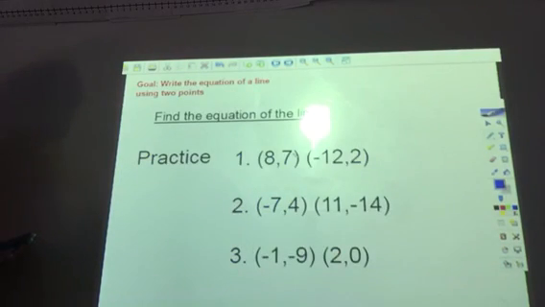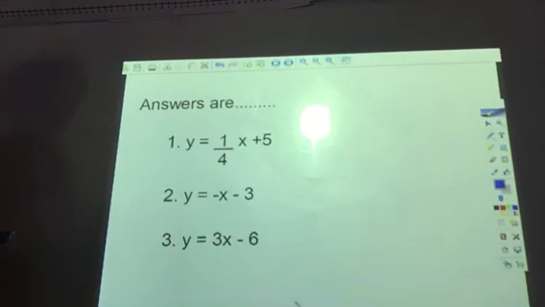Okay, so now practice these and see if you can get the equation of the line. Pause the video and do your examples. Okay, the answers are here.